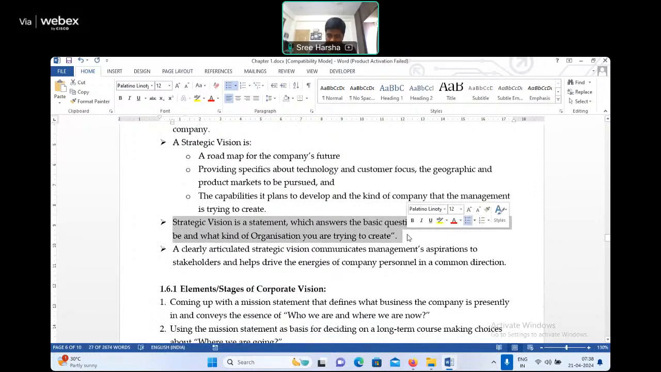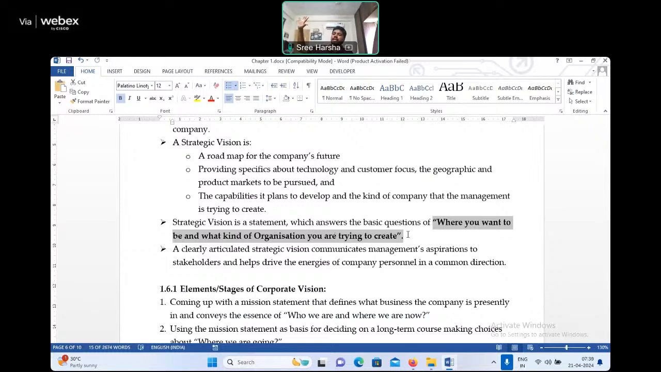Strategic vision is nothing but a statement which answers these two questions: where you want to be and what kind of organization you wish to create. Apple decided to create an organization superior in design, technology, pricing, competitive position, and everything. That's what is their vision. Vision is nothing but where do you want to be and what kind of organization you wish to create.